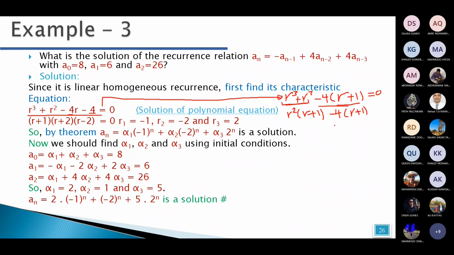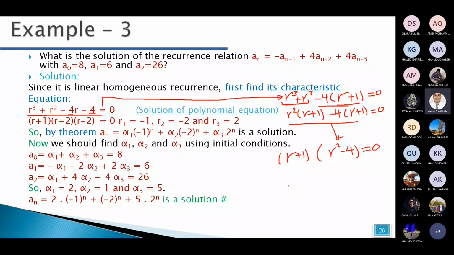So at the end, this one here is equal to 0, of course. We can take the common factor R plus 1. So R plus 1 multiplied by what remains here? R power 2 minus 4 equals 0.